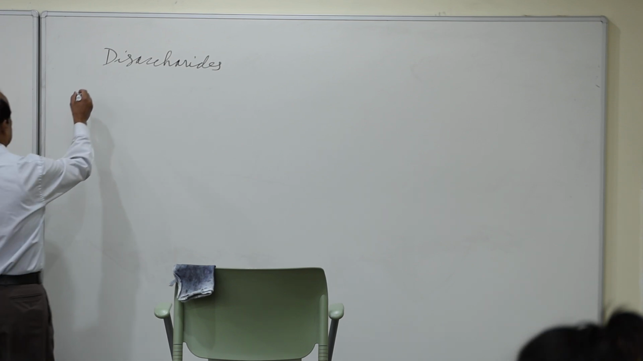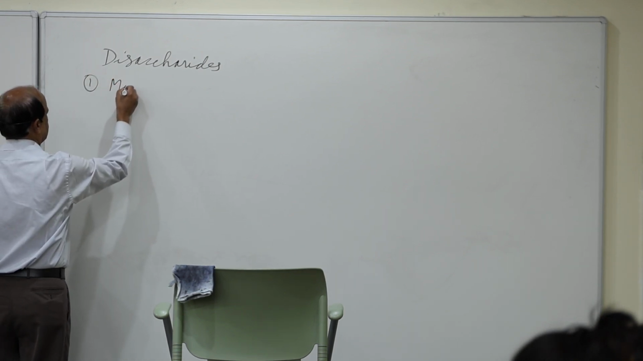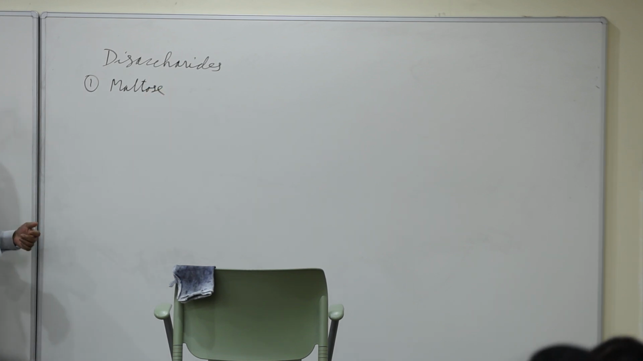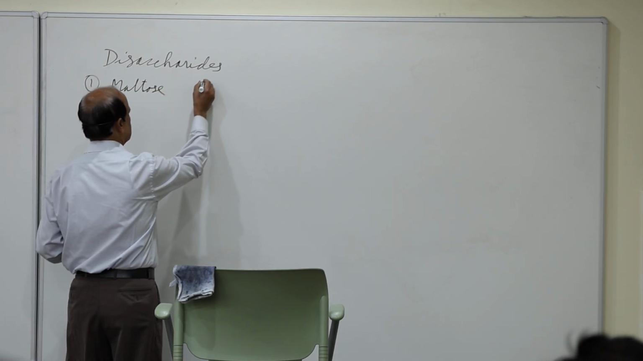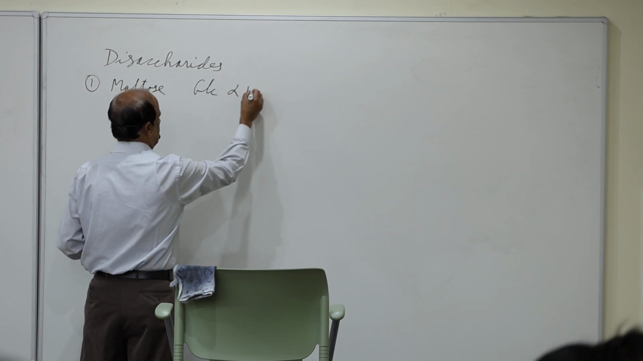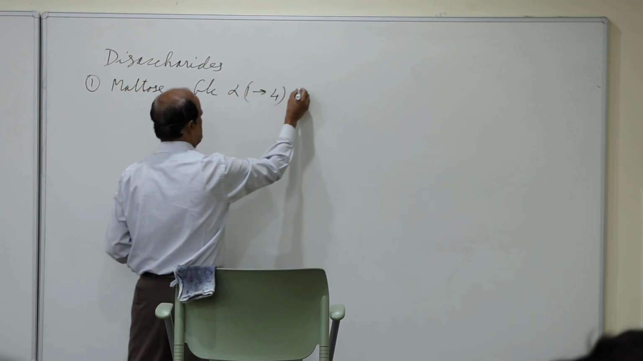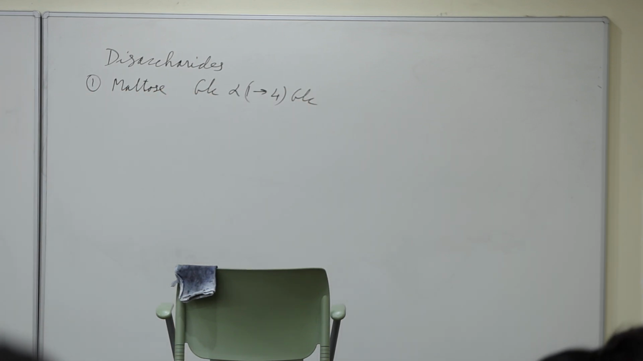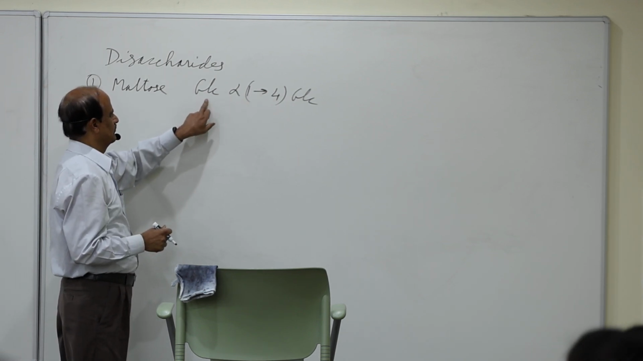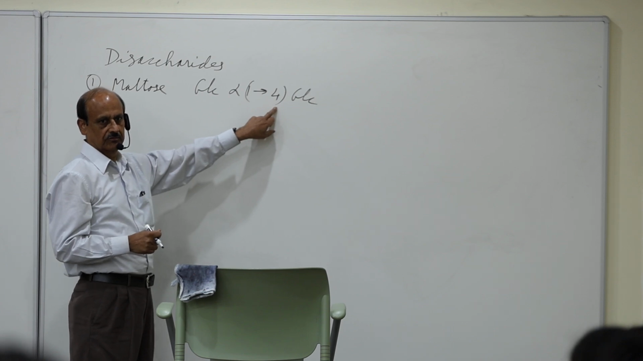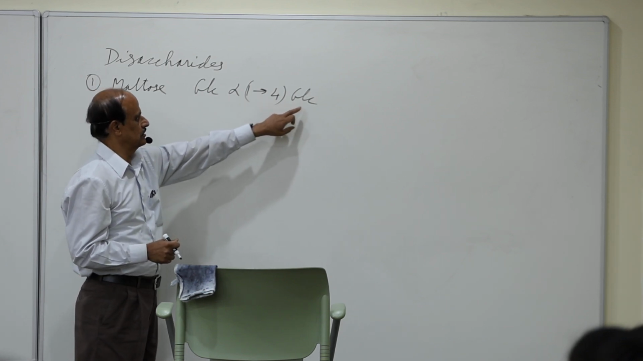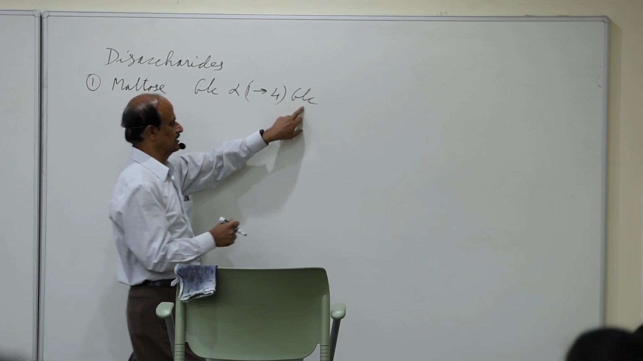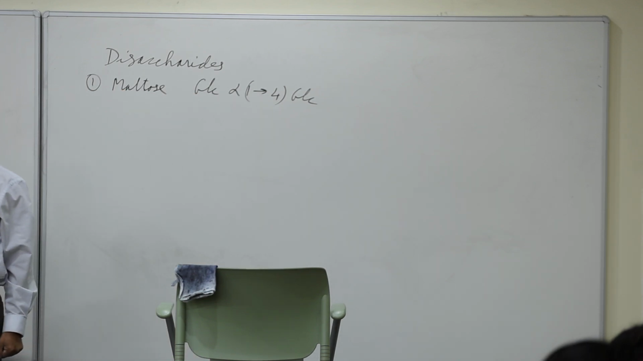So one of them that we did was maltose. And maltose is glucose alpha 1,4 glucose. So this is what should tell you everything about the structure of the disaccharide maltose. What it says is the carbon 1 of this glucose is linked to carbon 4 of this glucose, which means this is the reducing end. This still has an anomeric OH.